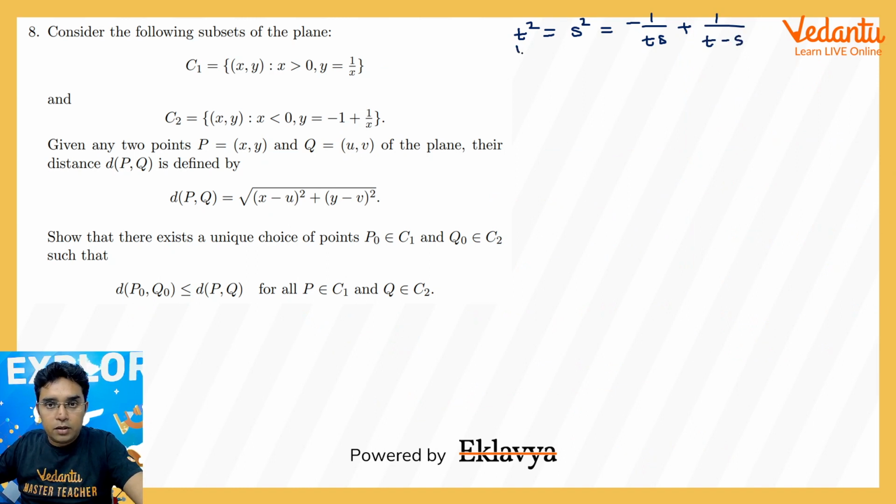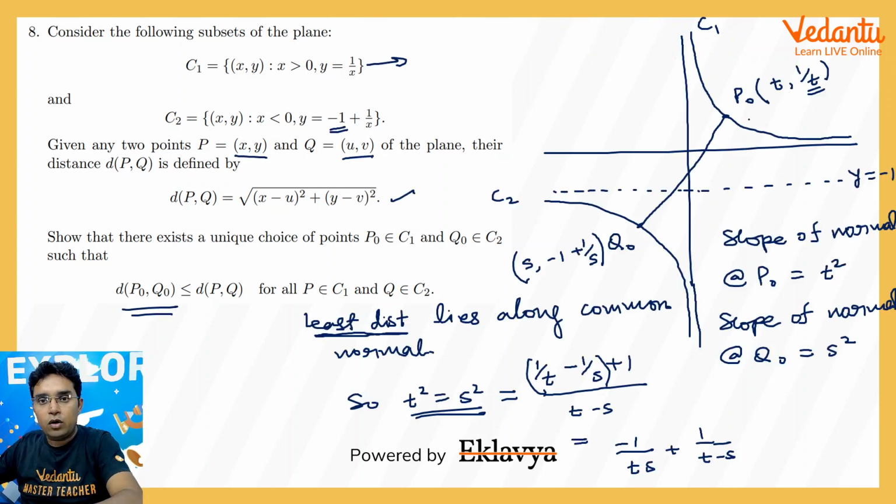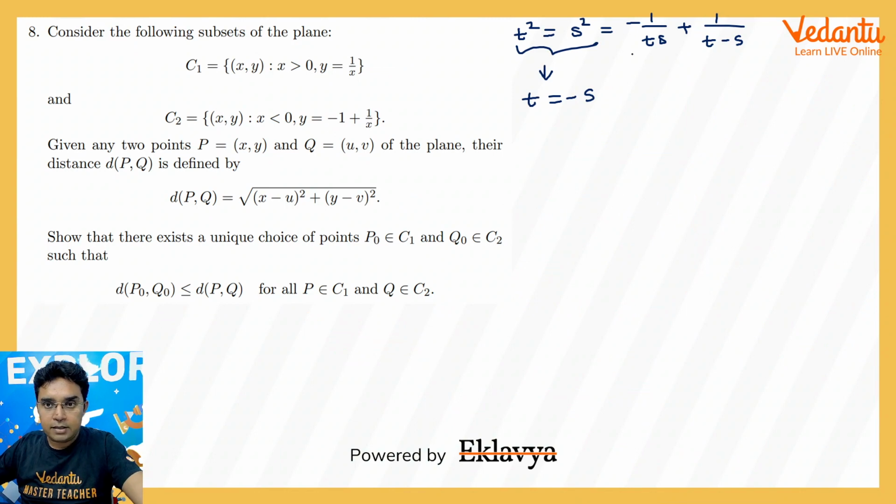Now this means t will be equal to minus s. Why am I saying so? t cannot be equal to s because t is positive and s is negative. So t will be equal to minus s, and then if I combine these two things, writing s is equal to minus t, I will be getting t square is equal to 1 upon t square plus 1 upon 2t.